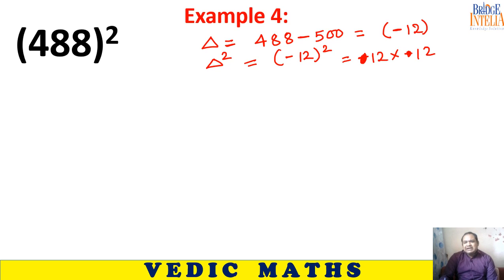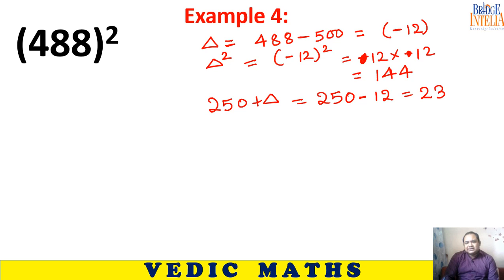So minus 12 whole square is equal to 12 square. Negative sign does not matter at all, and the value comes out to be 144. Now let's find the value of 250 plus delta. So delta is minus 12, so 250 minus 12 comes out to be equal to 238. So what is the final answer?